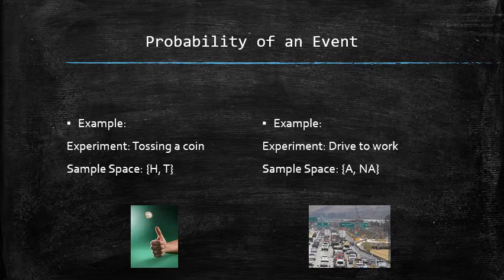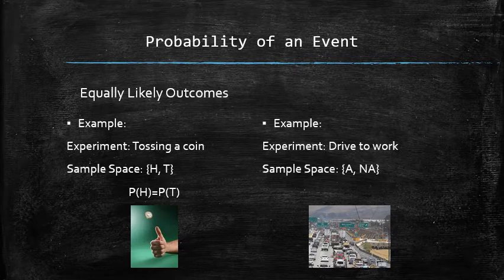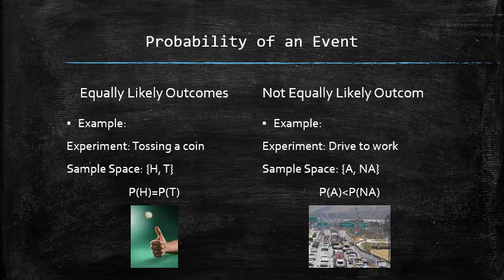Is there reason to believe that heads are more or less likely than tails? And is there reason to believe that to get in an accident is as likely as not to get in an accident? Turns out that there is no reason to believe that when tossing a fair coin, the chances of getting heads are any different from getting tails. Such an experiment is said to have equally likely outcomes. On the other hand, there is no reason to believe that the chances of getting in an accident are the same as the chances of not getting in an accident. Such an experiment is said to have not equally likely outcomes.